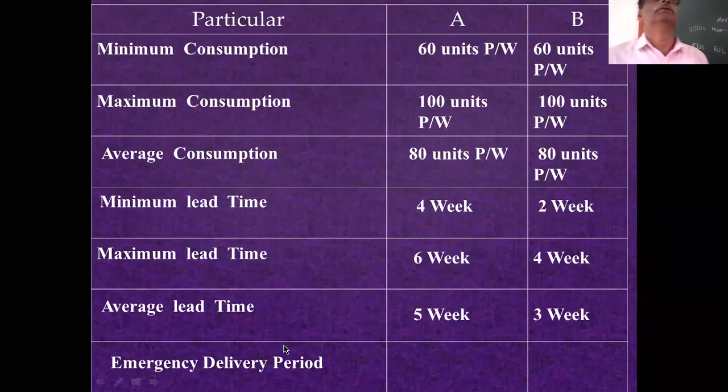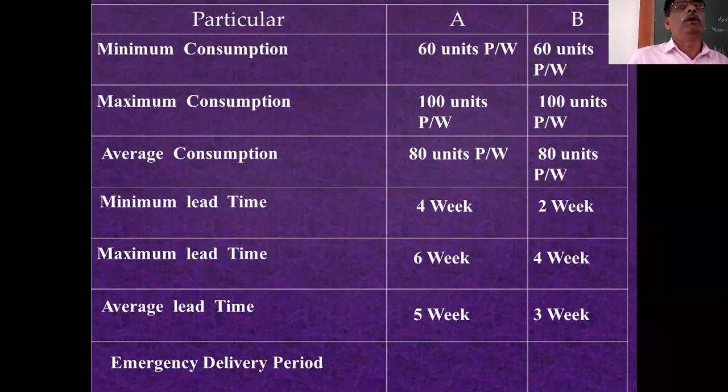Okay. Then next is emergency delivery period. Especially you commit the mistake at this stage. Directly you take 3. If you take 3 directly, then your problem will be wrong, because 3 is in days. Emergency delivery period is in days, and the above information is in weeks. Therefore, you convert that 3 days into weeks. 3 days is nothing but half week. Otherwise, I'll give you the equation. You apply the equation and solve it.